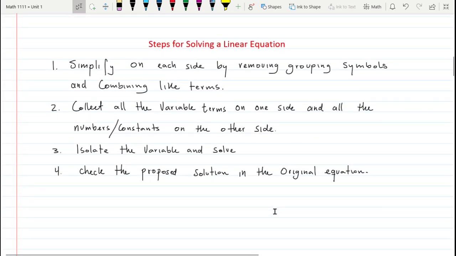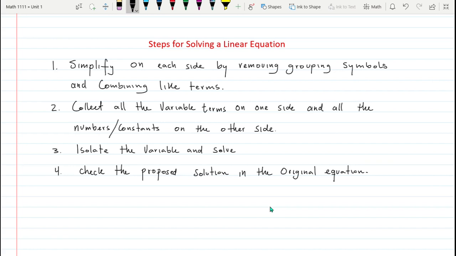So what are the steps for solving a linear equation? These are the steps. First, simplify each side by removing grouping symbols and combining like terms, meaning anything that's in parentheses, or if you have multiples of the same kind, then you want to group them together.